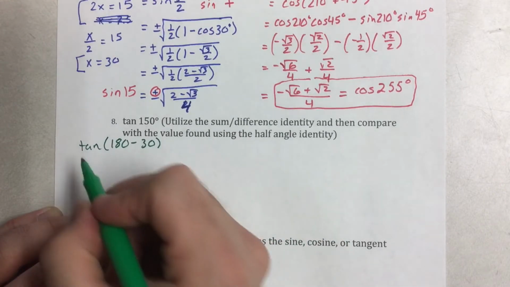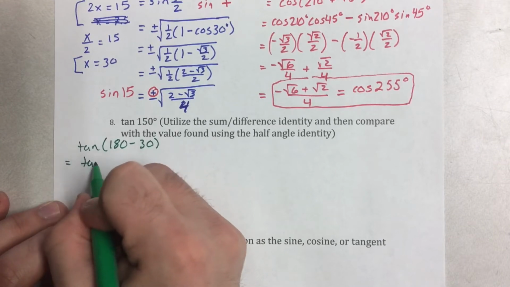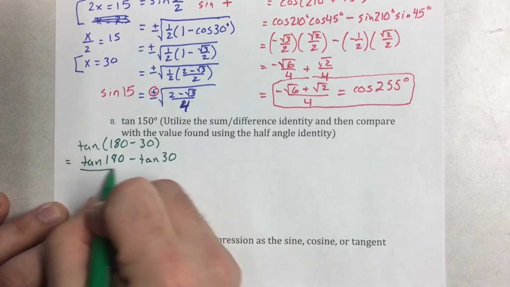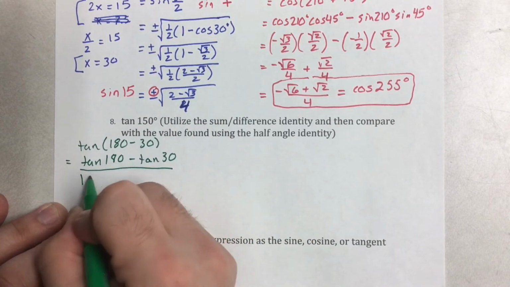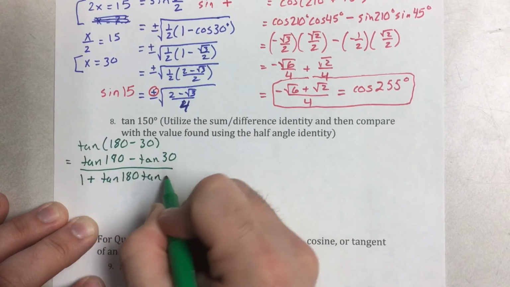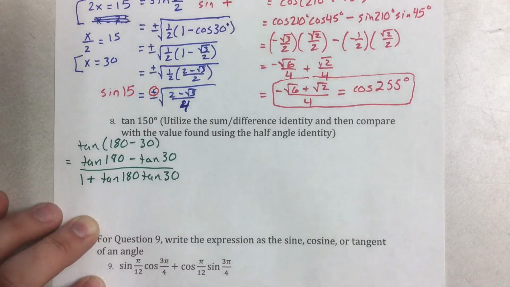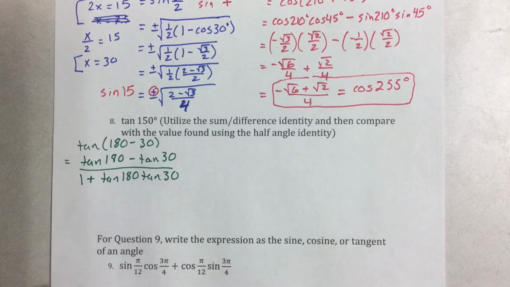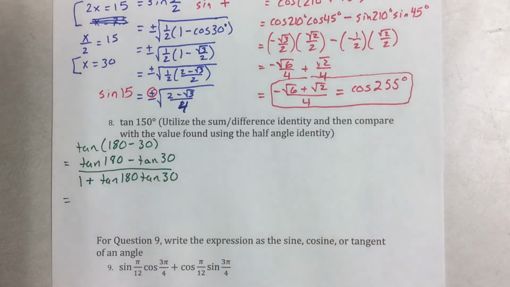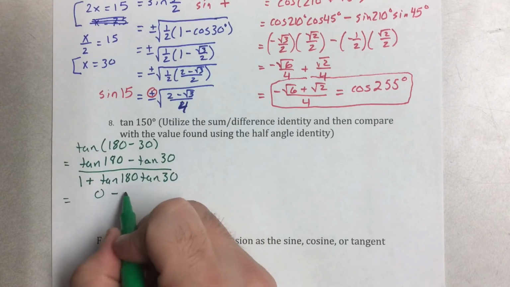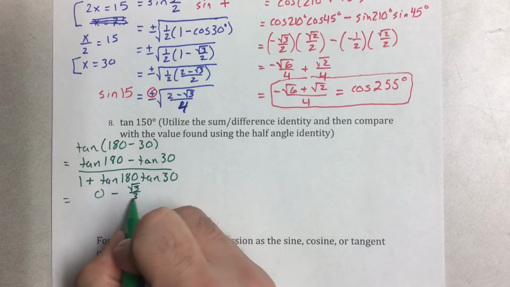Okay. So the tangent identity for a difference is tangent of the first angle minus tangent of the second angle, because the signs are the same, and 1 plus tangent of the first times tangent of the second. So maybe, just maybe, I could have done 120 plus 30, but there's a reason why I chose 180, and you'll see in the next line. So tangent of 180 is 0. So then tangent of 30 is square root of 3 over 3.